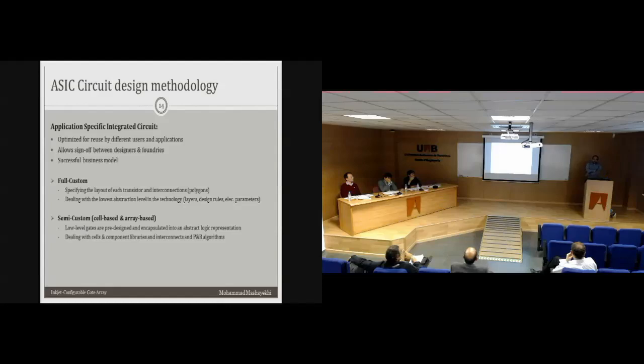Basically, ASICs could be divided into two categories: full custom and semi-custom. And what is the difference? In full custom, the circuit designers are dealing with low-level polygons and rectangles, and this is the lowest abstraction level in the technology, where the designers need to know detailed information about the layers, design rules, electrical parameters, and so on.